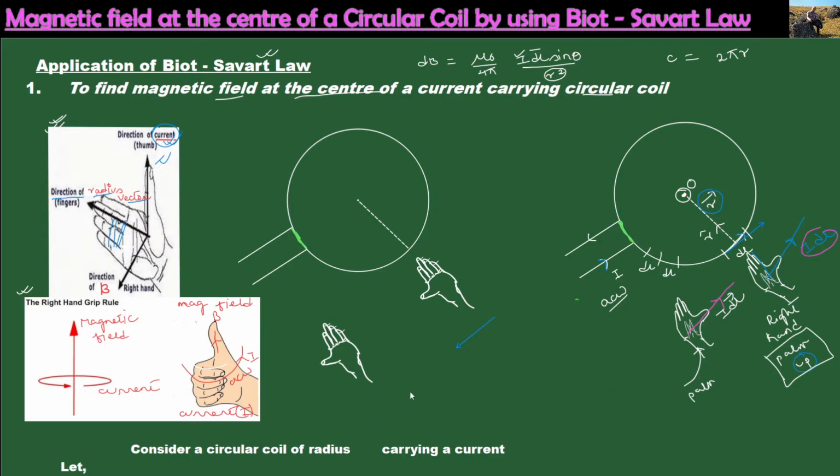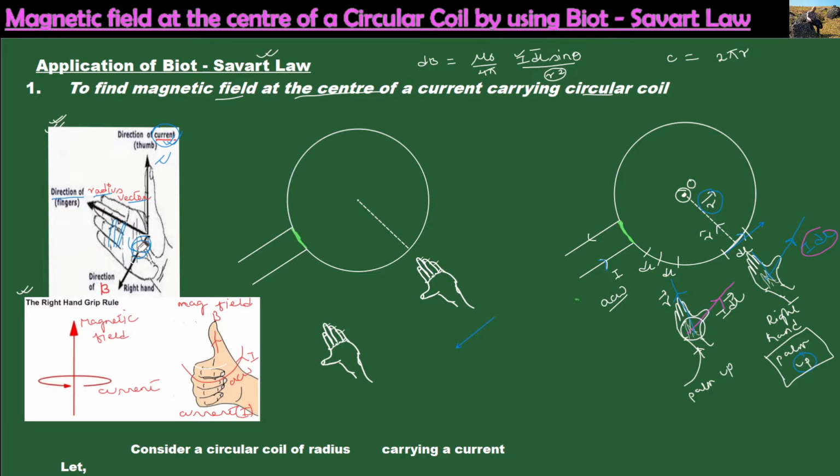So our outstretched fingers are in the direction of r bar. The direction in which the outstretched fingers point is the direction of r. So your palm is facing up. When your palm is facing up, it means that the magnetic field is upwards. This is the palm of your right hand.